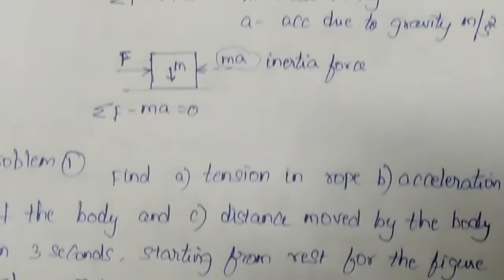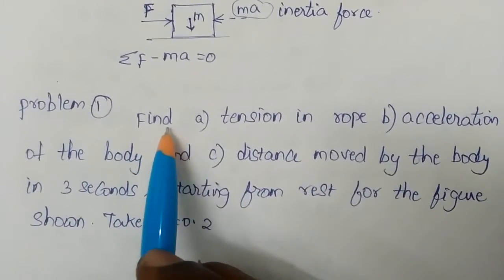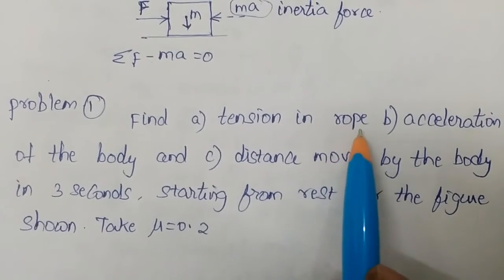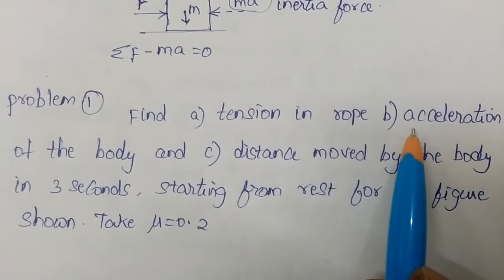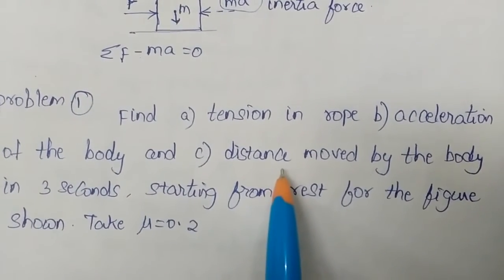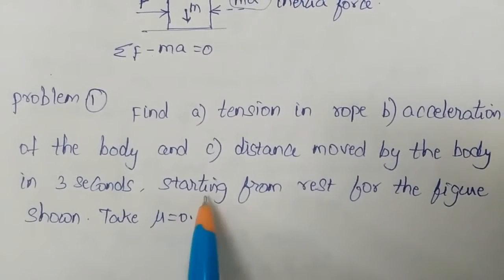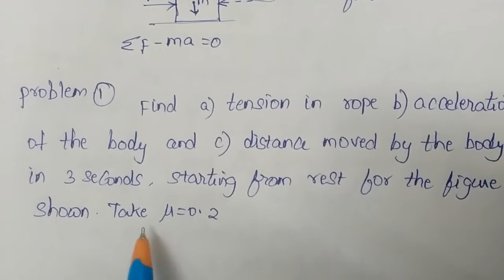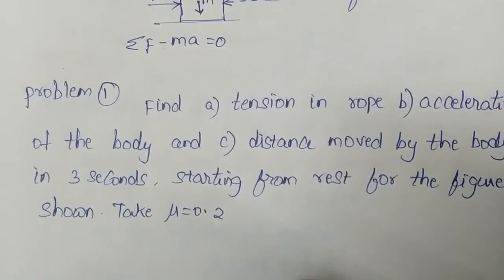Let us see a problem here. In this problem, find the tension in the rope. First subdivision, B is the acceleration of the body. C is the distance moved by the body in 3 seconds when it starts from rest, for the figure shown here. Take coefficient of friction mu equal to 0.2.